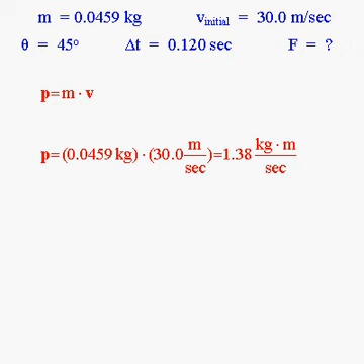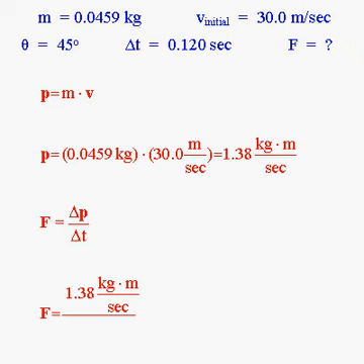The force can now be calculated with delta P over delta T. Now remember, the golf ball is sitting on the tee initially with 0 momentum. Its final momentum is what we just calculated. So the change in momentum is simply final momentum minus initial momentum, or 1.38 kilogram meters per second. The delta T is the time in which the ball and the club are in contact. That's 0.120 seconds. When you work the numbers out in this equation, you get 11.5.